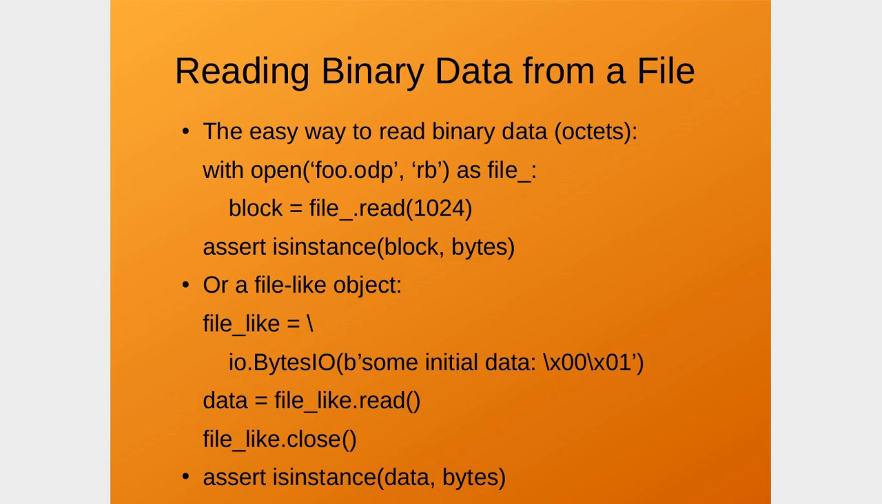And a file-like object, you can read from that as well, and you can close it. You can also use with. But here we're just using close in this example. And again, we can assert isinstance(data, bytes). That checks to make sure that data is bytes, and if not, raises an exception.